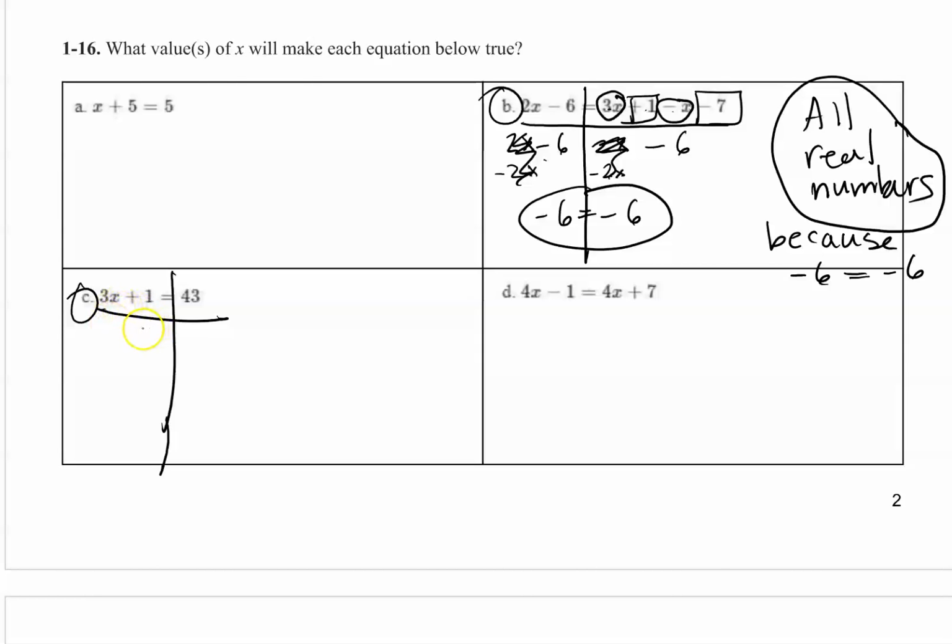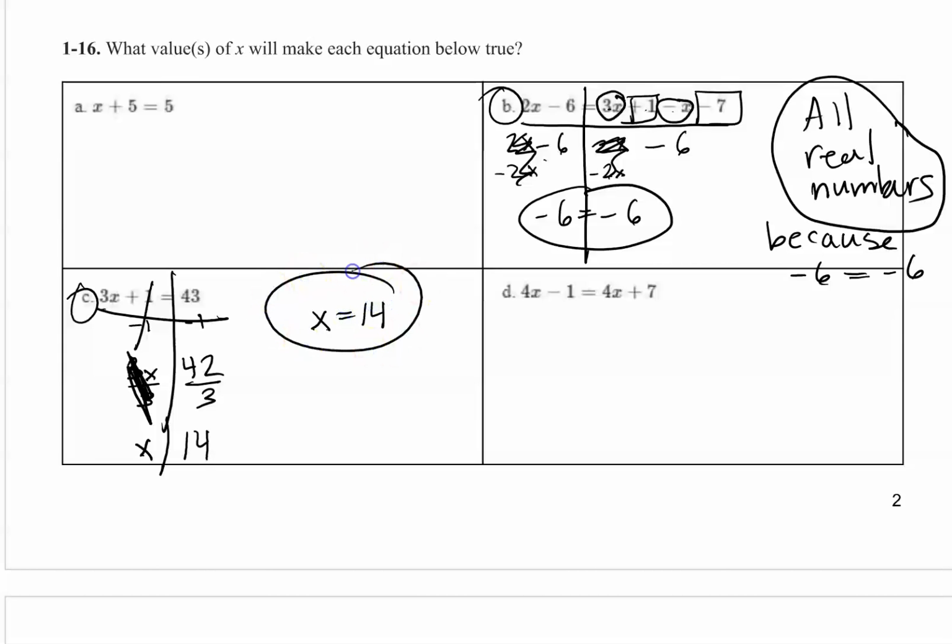Alright, C, I need to get x alone. I'll start by subtracting 1 on each side. 1 minus 1 makes a 0 pair, that cancels. And 43 minus 1 is 42. Now I have 3 x's. I'm going to divide both sides by 3. 3 divided by 3 cancels, and I just have x on the right side. That's going to be 14. x is now alone, so that's the solution. x equals 14.